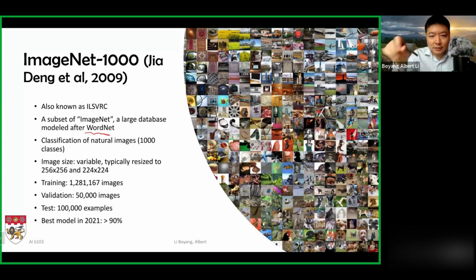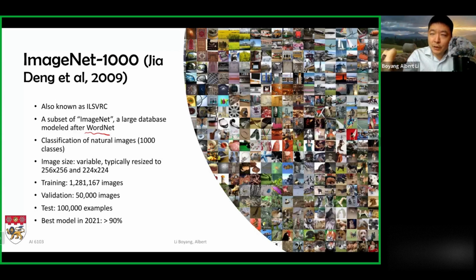The image sizes are all over the place, but mostly are pretty big. And when we do recognition, we typically resize them to 224 by 224, or sometimes 256 by 256. The training set contains more than 1 million images, and there's a validation set of 50,000 and a test set of 100,000. And the best model in 2021 achieves above 90% accuracy if you look at top-1 accuracy, which means the most confident prediction is about 95% correct.